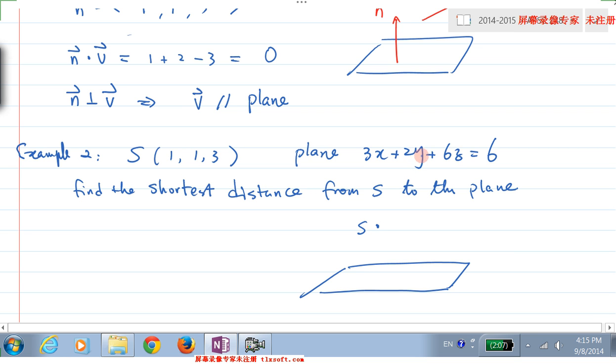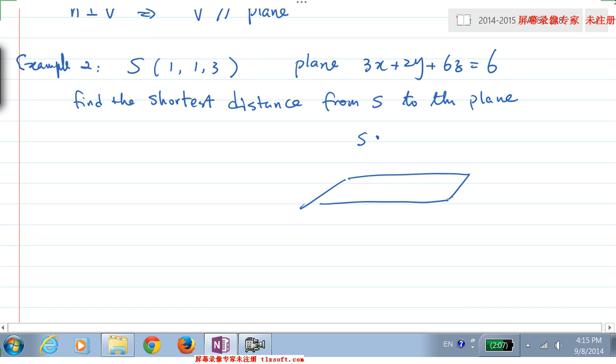But then how do I know whether S is on the plane or not? So what shall we do? Exactly. We can substitute these X, Y, Z. If the left side is the same as the right side, it will be on the plane. Otherwise, they are not. In this case, they are not. That's the way you can get rid of that doubt.